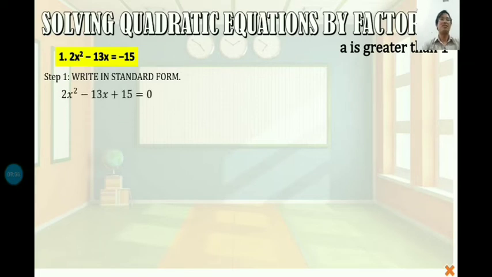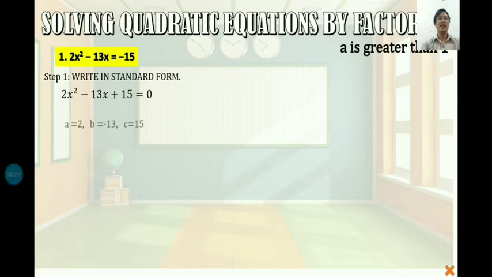So therefore, we have 2x squared minus 13x. We transpose negative 15 into the other side. Again, by transposing, you have to change the sign. So from negative, we change it to positive, then equate to 0. So that is the standard form. And from that form, we will now identify the values for a, b, and c.